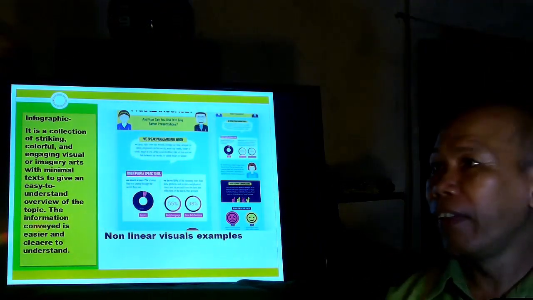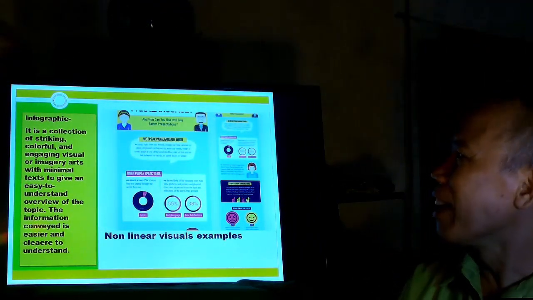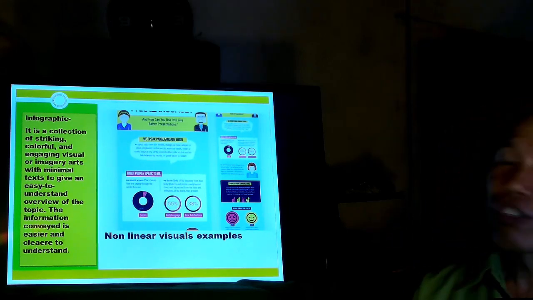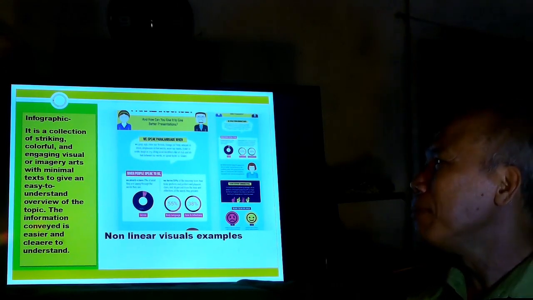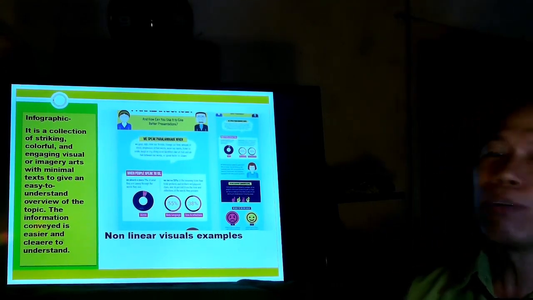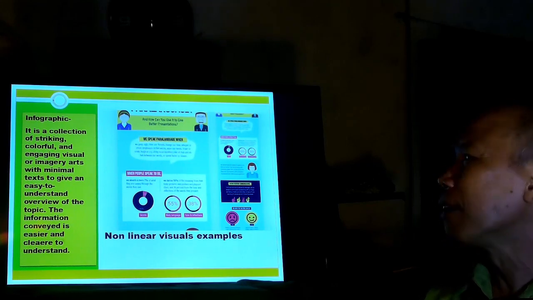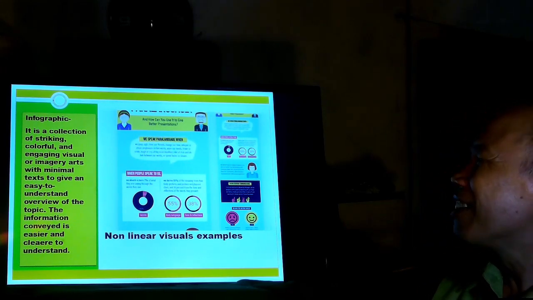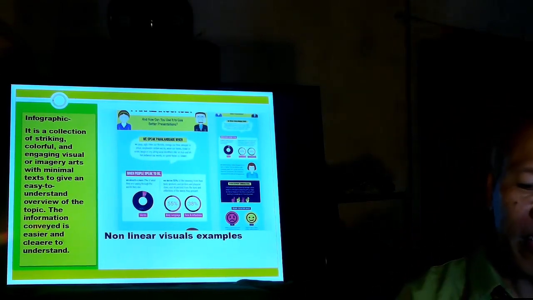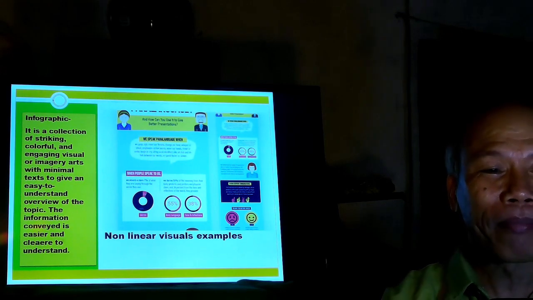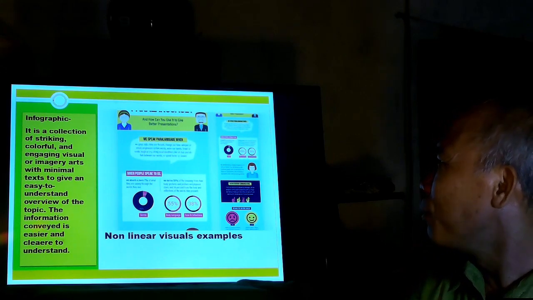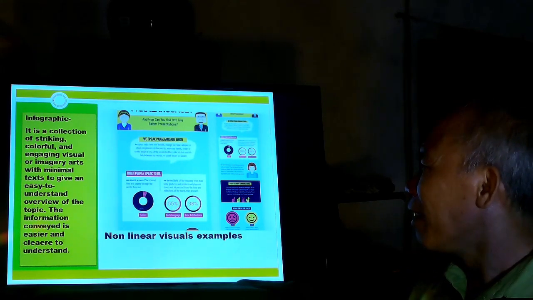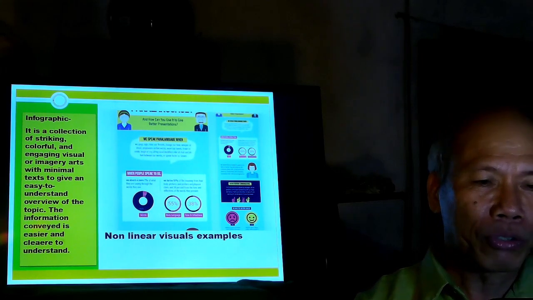See? Next, the infographic. It is a collection of striking, colorful, and engaging visual or imagery arts with minimal text to give an easy to understand overview of the topic. The information conveyed is easier and clearer to understand. So information is given on the screen as to the things needed to be understood.